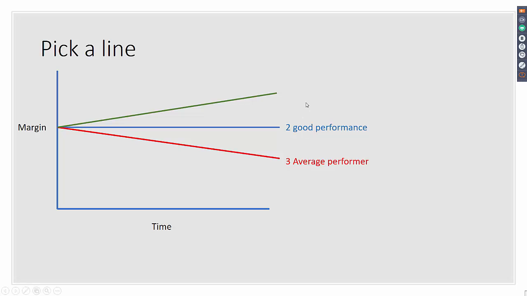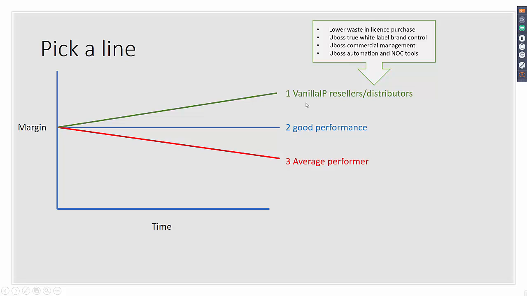But if we really work hard, if we can rip out all of the waste from the licenses that you purchase and that you ask your customers to purchase, if we can protect your price point with a true white label solution, and if we can get the machine, if we can get UBOS to look after the commercial rule management, capture all those small incremental bits of money and automate as much of the back office function as we can, then we should be able to, over time, not only grow the revenue of the customer, but grow the margin on that revenue as we go.